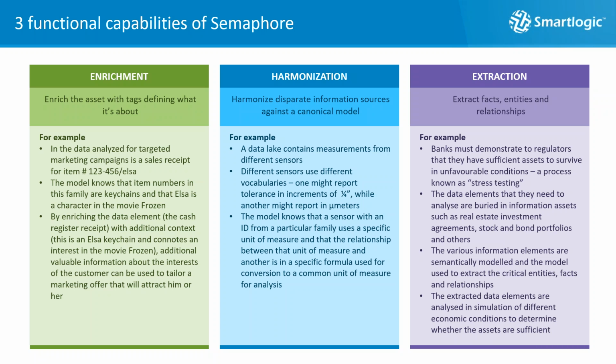So a good example of this: we have here a data lake that contains measurements from many different sensors. They can be anywhere. And each sensor may use a different vocabulary to measure tolerance. But by taking that single model and creating alternative labels and other relationships, we can bring all those sensors together. And finally, extraction. This allows us to extract facts, entities, and relationships.